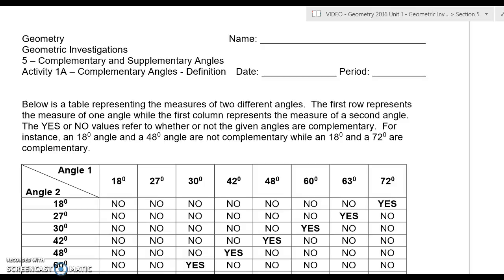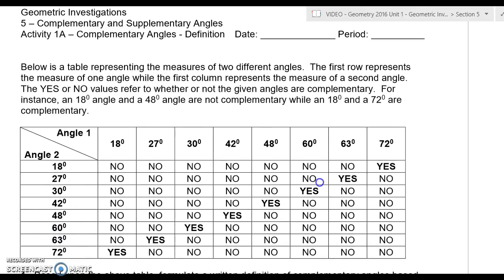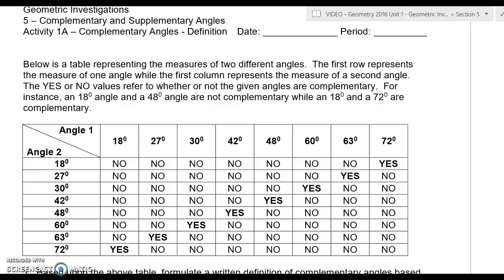a supplementary angle. So in this activity, we're looking to define what complementary angles are. So we have this table of values here, and the first row is a measure of one angle, and then the first column is a measure of another angle. And these yeses or nos are showing us when the angles are complementary or not. So in other words, 18 and 72 are yes. The 18 and 42 are no.